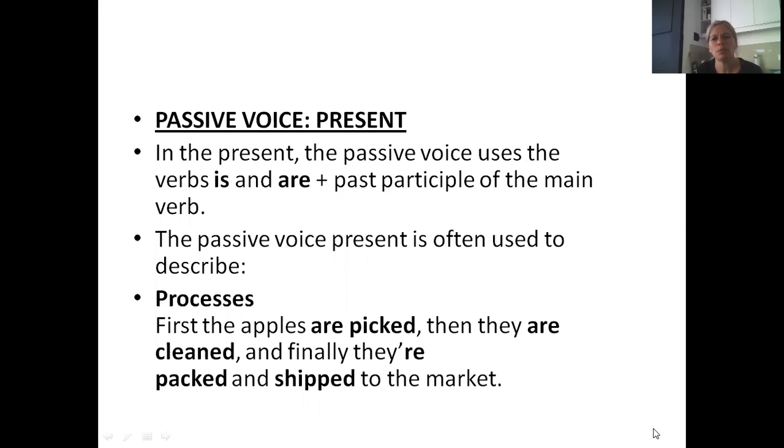Then, here you have the present, because we are going to work with passive voice in the present and in the past. So in the present, the passive voice uses the verbs is and are, yes, and the past participle, right? The passive voice in the present is often used to describe, for example, processes. First, the apples are picked, then they are cleaned, and finally they are packed and shipped to the market.